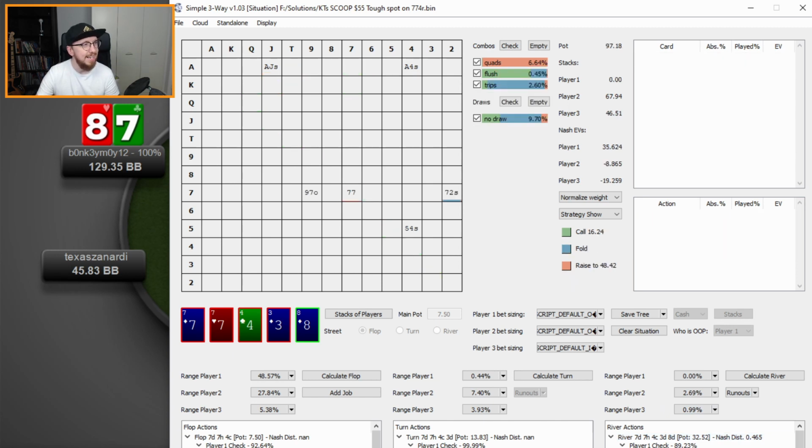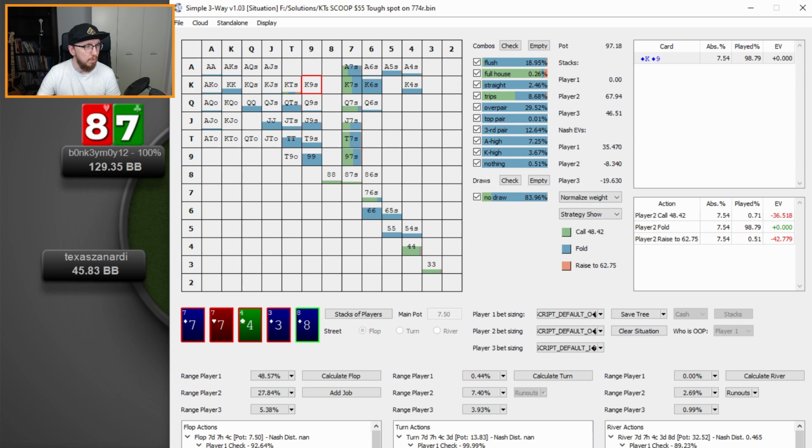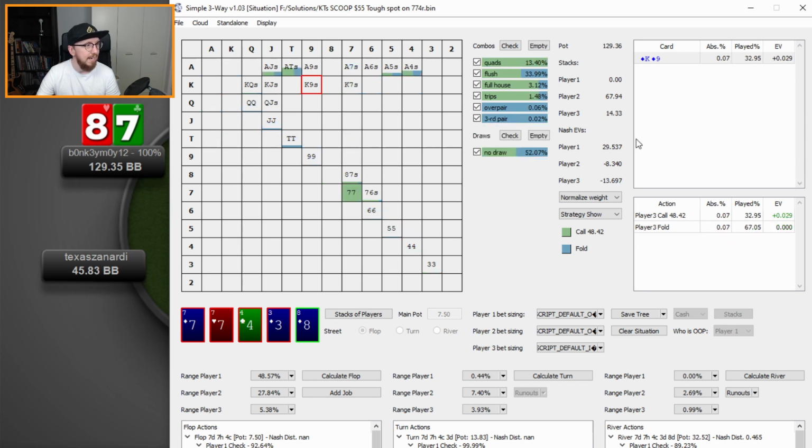So I guess at this stage, the solver is going to just fall down completely because he's not supposed to have any strong hands at this stage. But yeah, he goes for the jam. The original raiser folds, and then we have a decision. King Nine of Diamonds calls 33% and folds 67%. Again, the EV is pretty close.